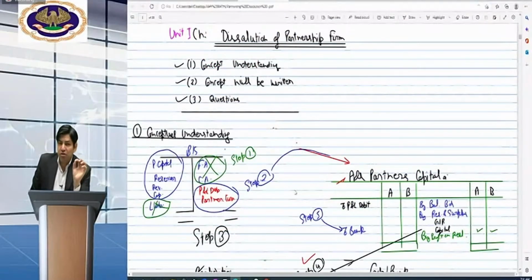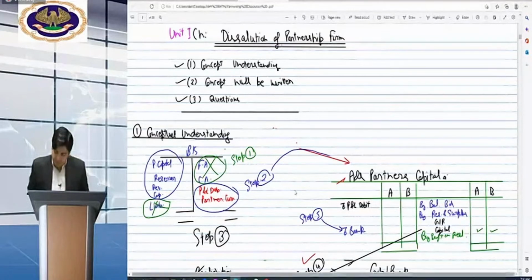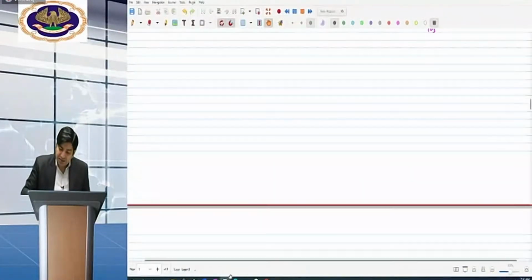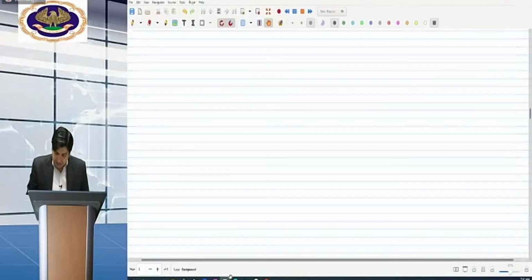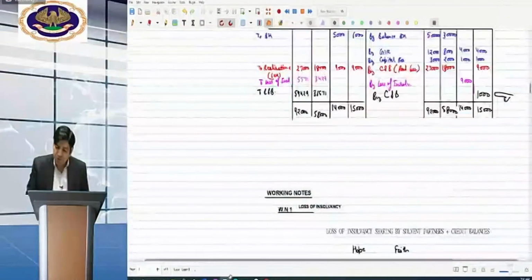Number 1, conceptual understanding with the example. Number 2, concept will be written. And number 3, questions will be done. In the last class, we started with the concept, and I told you that there are some steps to solve the questions.